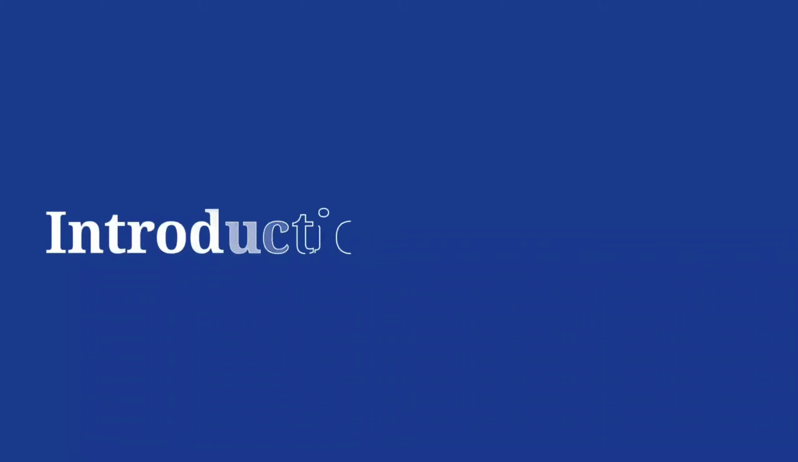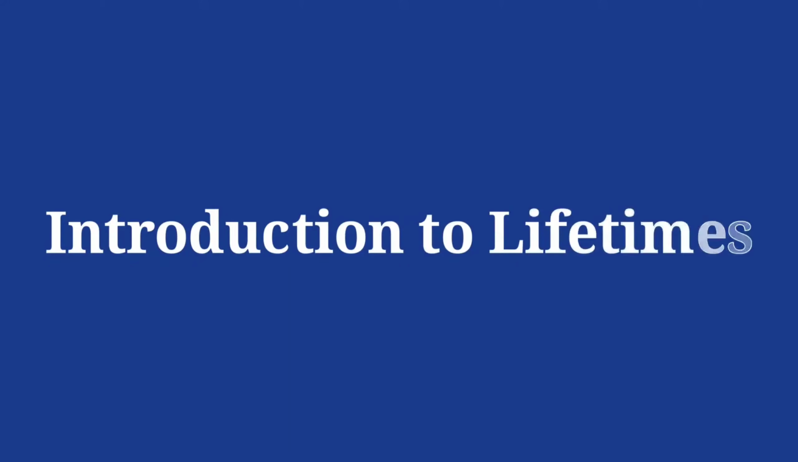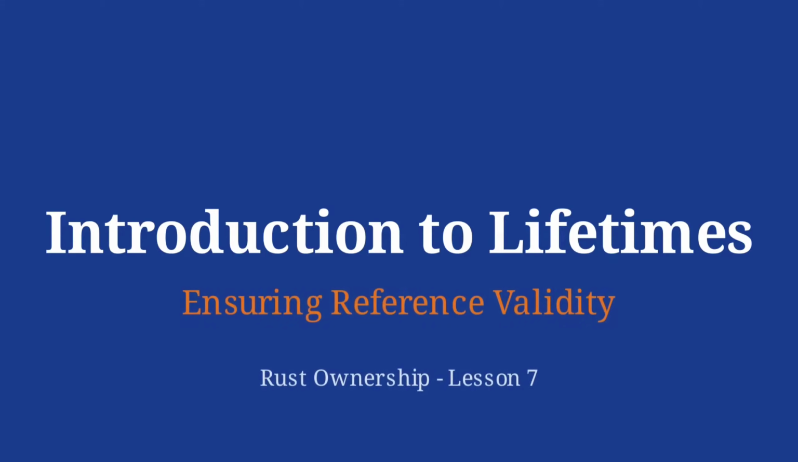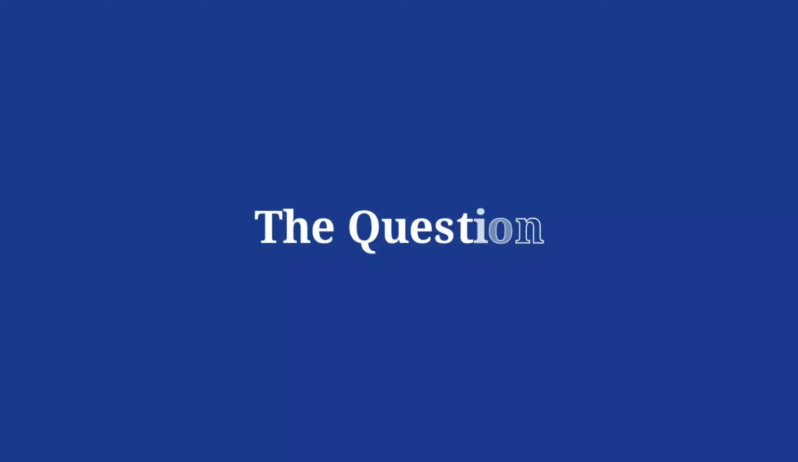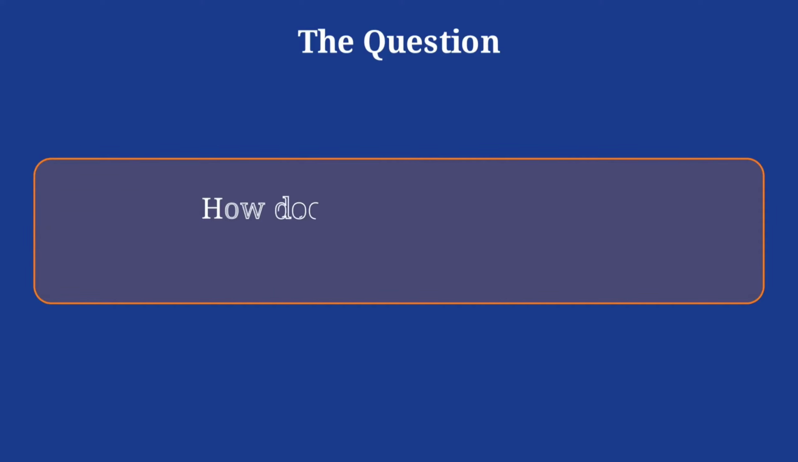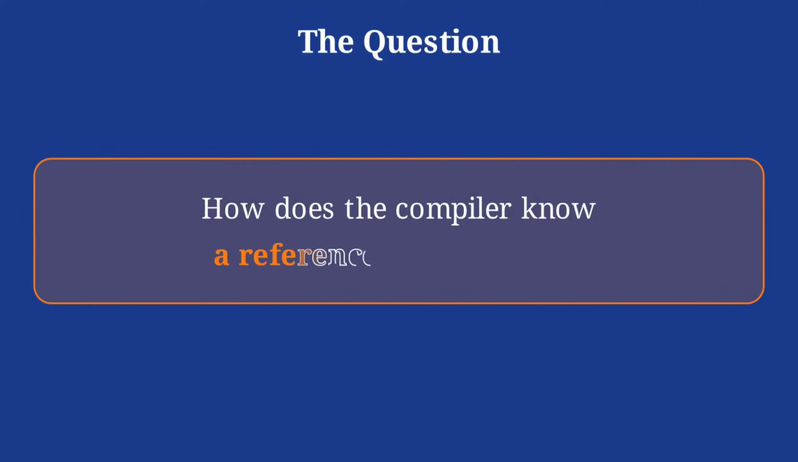Welcome to Lesson 7 of the Rust Ownership Series, Introduction to Lifetimes. We've seen how ownership and borrowing rules work. The borrow checker is the compile time guardian that ensures these rules are followed. But there's one crucial question. How does the compiler know the validity of a reference? The simple answer is a core Rust concept: lifetimes.